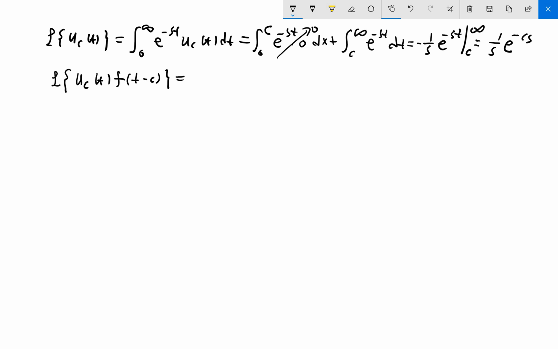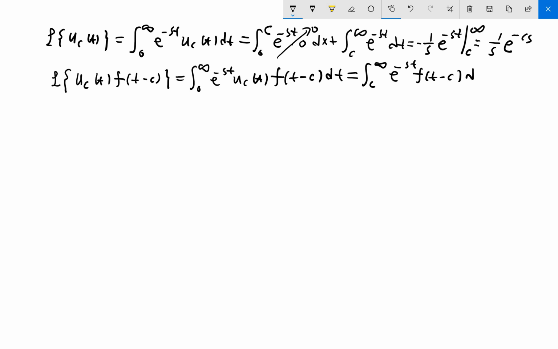Okay, by definition, this one is the integral from 0 to infinity of e to the negative st, u_c(t), then f(t minus c) dt. Again, we break this interval into two: one is 0 to c, one is c to infinity. From 0 to c, u_c(t) equals 0, so that one is 0. Okay, so we have the integral from c to infinity of e to the negative st f(t minus c) dt.